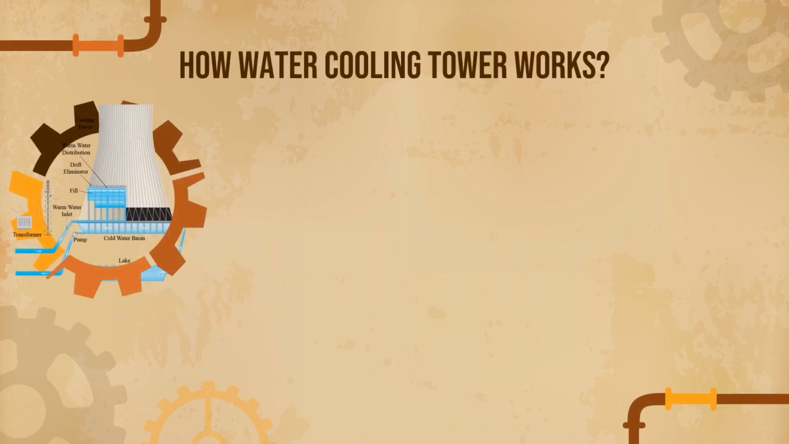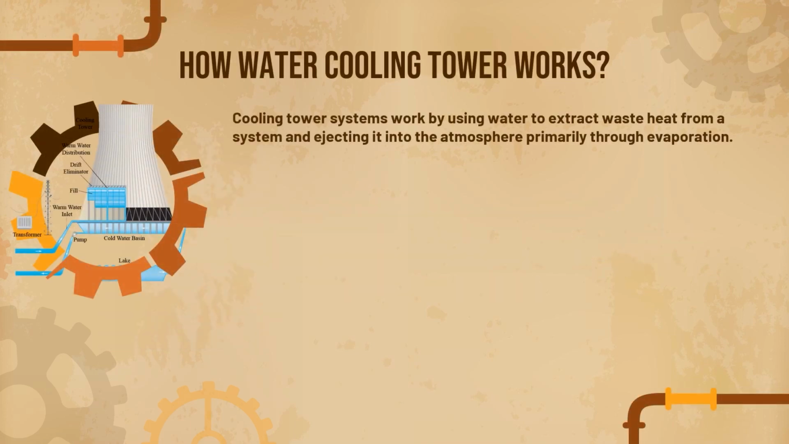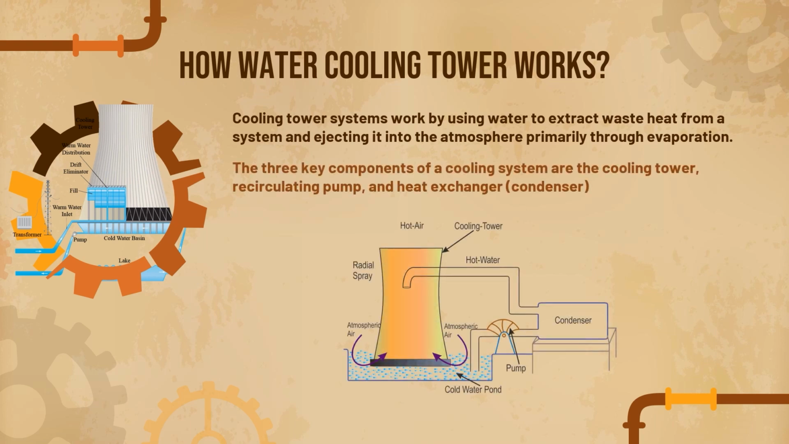So, how does the water cooling tower work? A cooling tower system works by using water to extract waste heat from a system and ejecting it into the atmosphere, primarily through evaporation. There are 3 key components of a cooling system, which are the cooling tower, the circulating pump, and the heat exchanger.